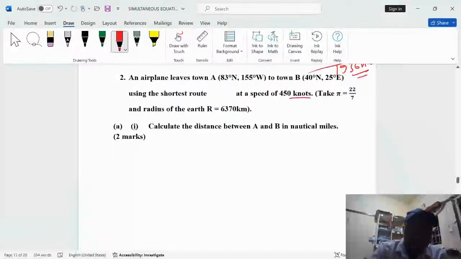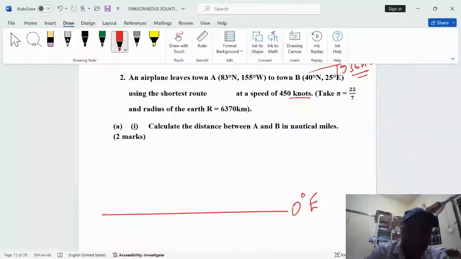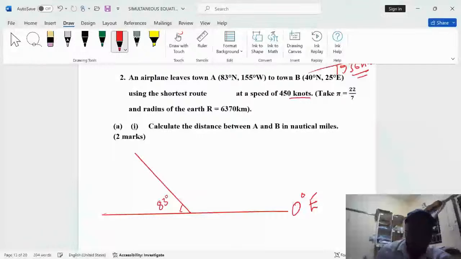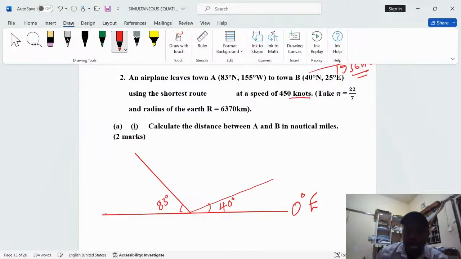This means if we have the equator here, 0 degrees, equator, allow me to have it as a straight line. So from the axis of the Earth, we are supposed to measure an angle of 83 degrees toward the north, and that will tell us where point A is. Then another angle of 40 degrees in the north will help us to know where point B is. This is an angle of 40 degrees to the north again.